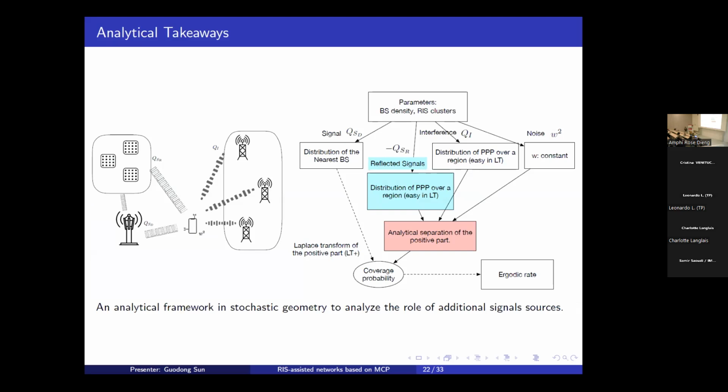This is a well-known result. Now you bring the new player, RIS, to the camp of interference and noise. Note the minus sign here. And this is the challenge, to say now the right-hand side is defined on the whole real axis. But the Laplace transform of the reflected signals is also easily expressed in Laplace transform, right? Then you combine things together and separate the positive parts, problem solved.